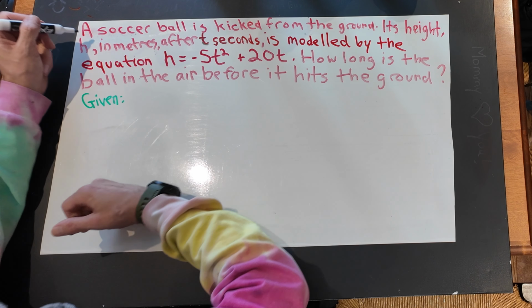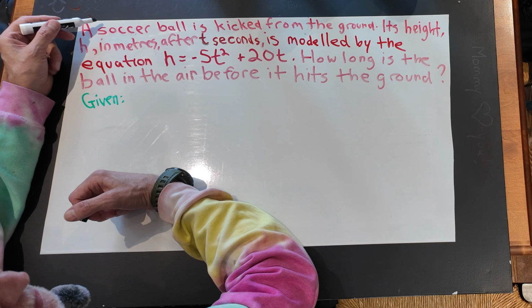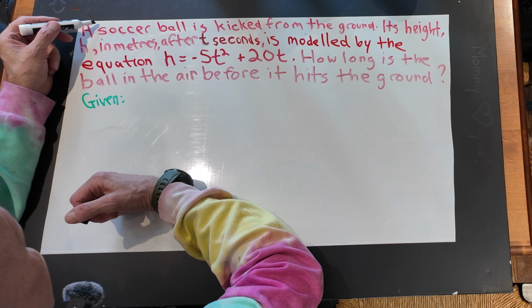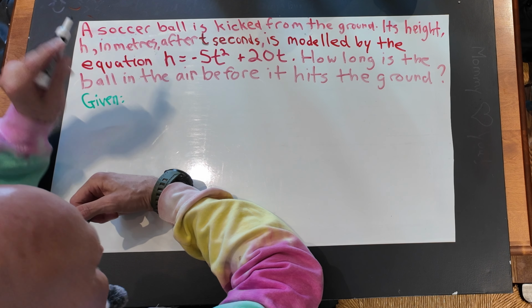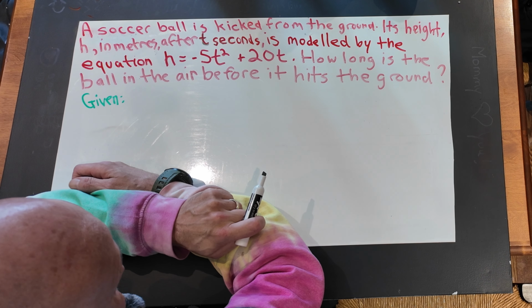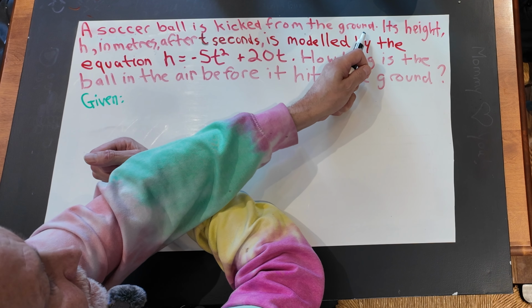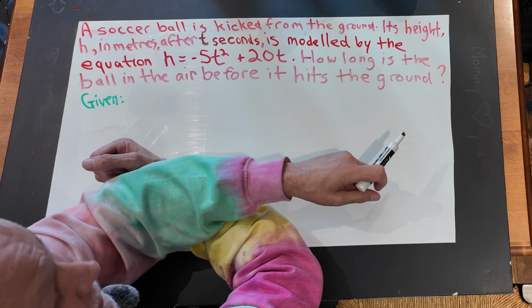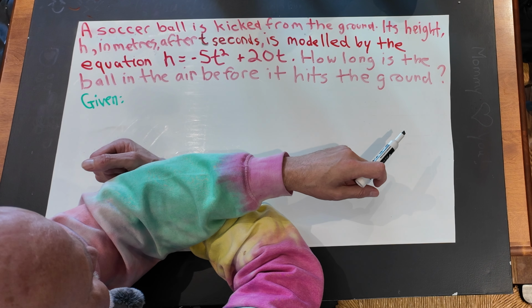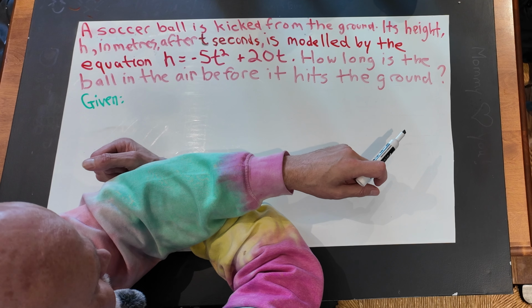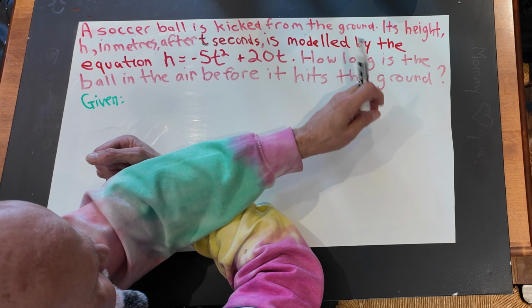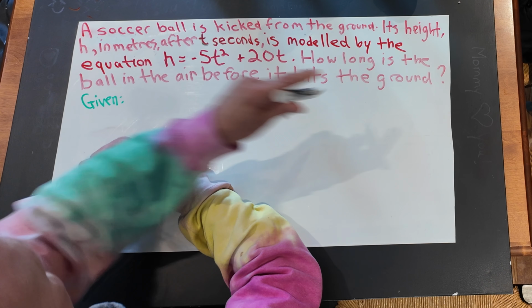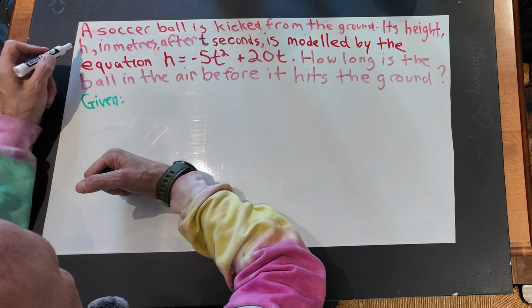Now, a soccer ball, which I believe in the rest of the world other than North America would be called a football, is kicked from the ground. Now, that's a bit of a trick there. If it's from the ground, how high is it? Not very high at all. In fact, it's at 0. Its height, h, so there you go.